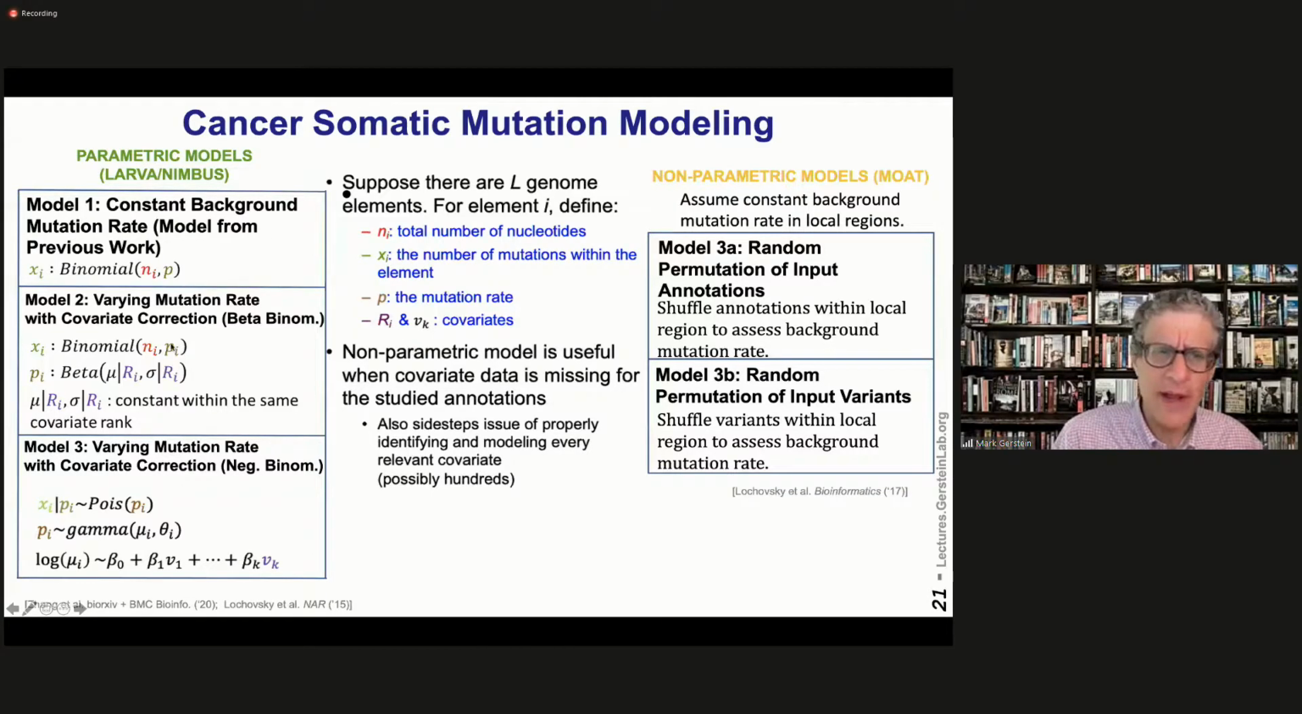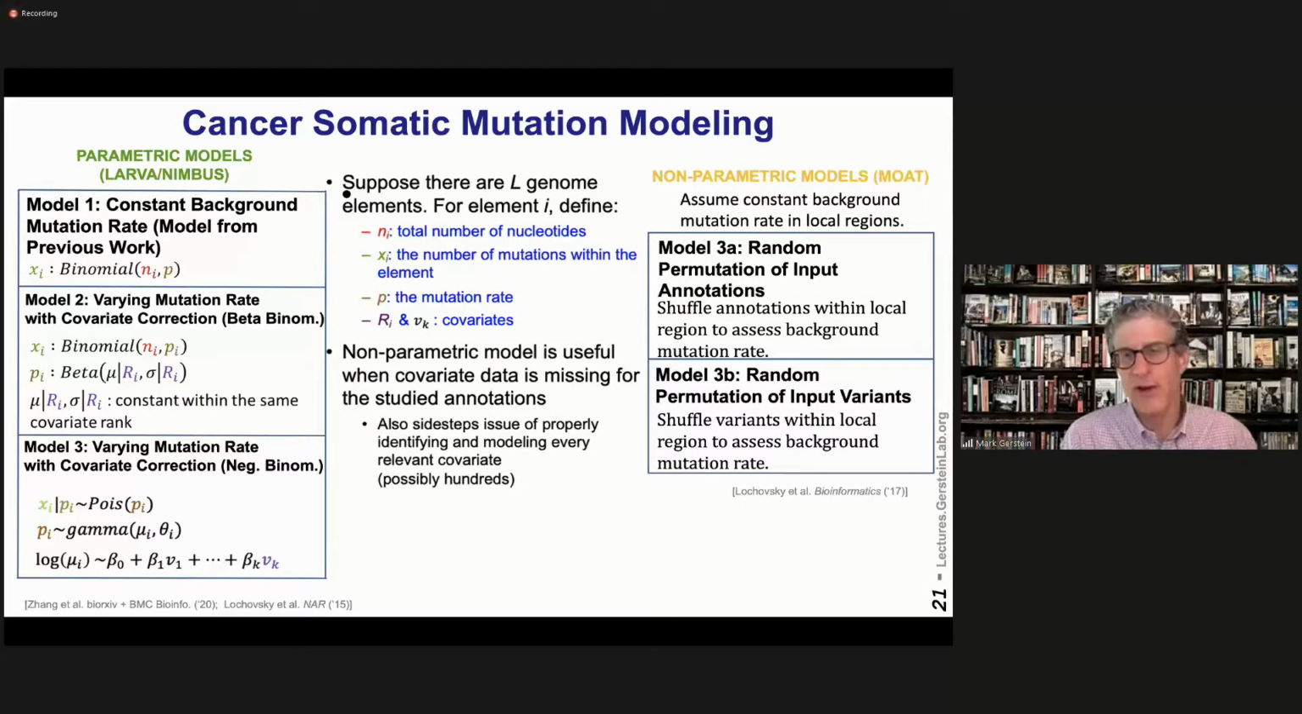Now, these are parametric models, so we have explicit parameters. We can also imagine other models where we just shuffle the background. We can imagine taking the background from a lot of different individuals and shuffling it to randomly simulate what the background is. Then we can compare that random simulation of the background relative to the observed mutations.